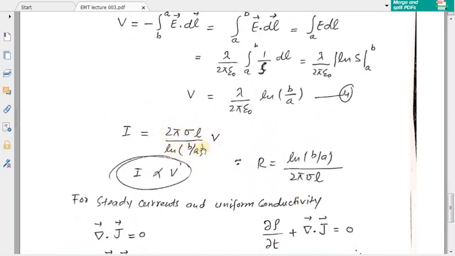The inverse of this term is equal to the resistance of the conducting material present between the two cylinders. And we get the result I directly proportional to V. This is the confirmation of Ohm's law.